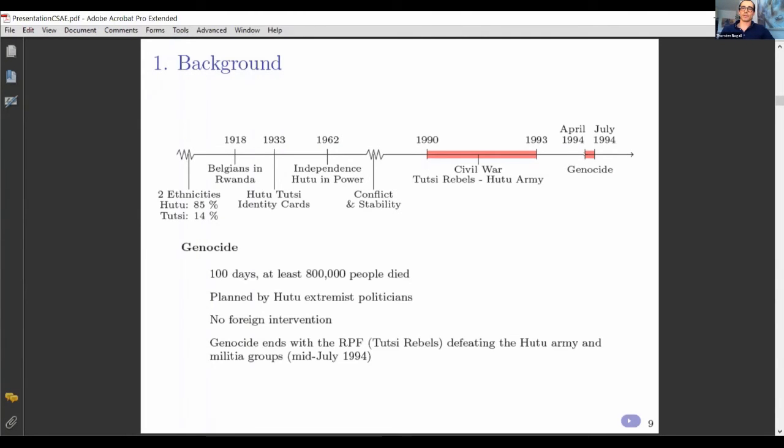And so in April 1994, the genocide starts and lasted about 100 days. Estimates suggest more or less 800,000 people died. It was planned by Hutu extremists. There was never a foreign intervention. And it ends with the RPF, the Tutsi rebels, the rebel leader being the president now, Kagame, who defeated the Hutu army and the militia groups. Okay, so it lasted very shortly, just 100 days.